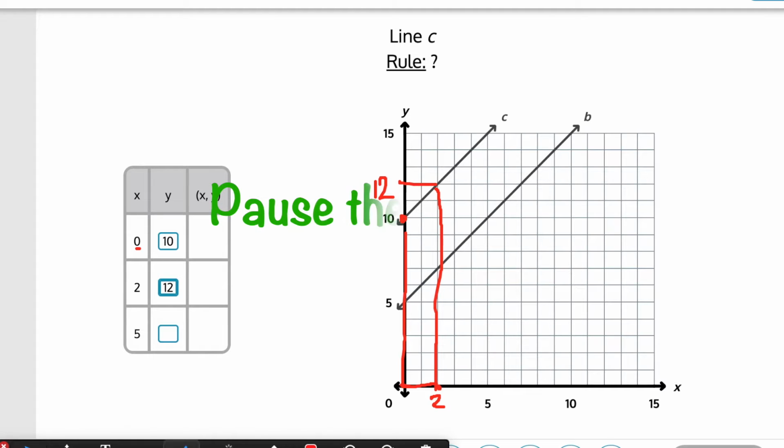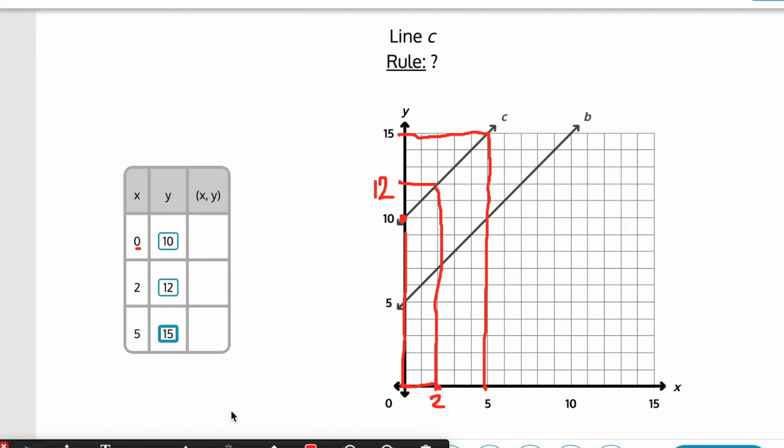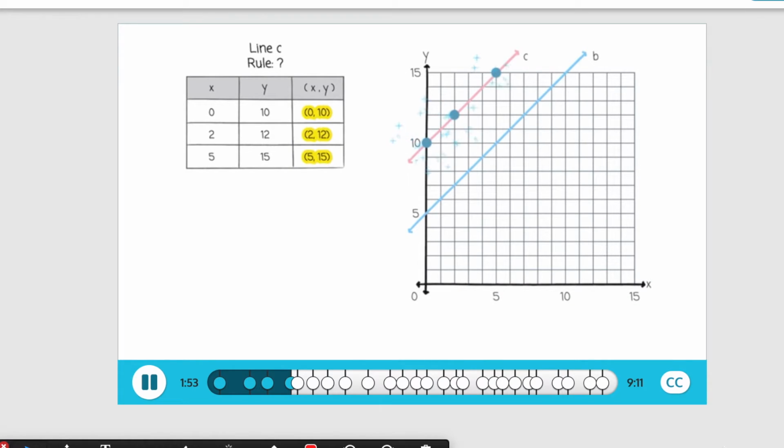Pause the video and turn and talk to a partner. What's the y-coordinate when the x-coordinate is 5? Well, when the x-coordinate is 5, I'm going to go up to line C and see what the y-coordinate would be. The y-coordinate would be 15. Yay. Here are the coordinate pairs on line C.